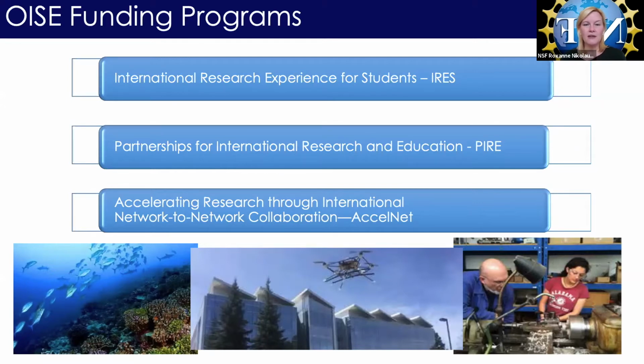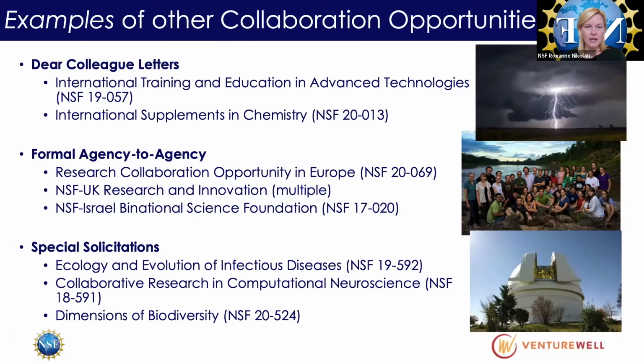And then the final slide is really to demonstrate that while OISE does have some funding programs, most of the international collaboration opportunities really come through the 7 research directorates at NSF. So just a few examples here. We have Dear Colleague letters that explain specialized opportunities. You can see a couple of examples there on training and education, one specific to our chemistry division.